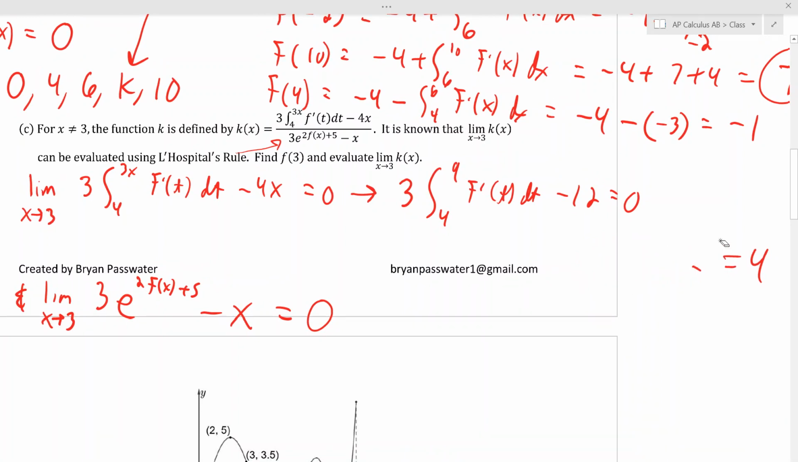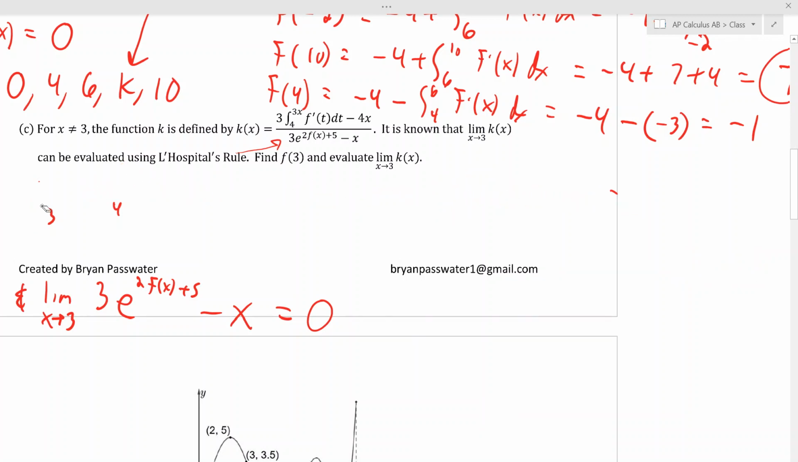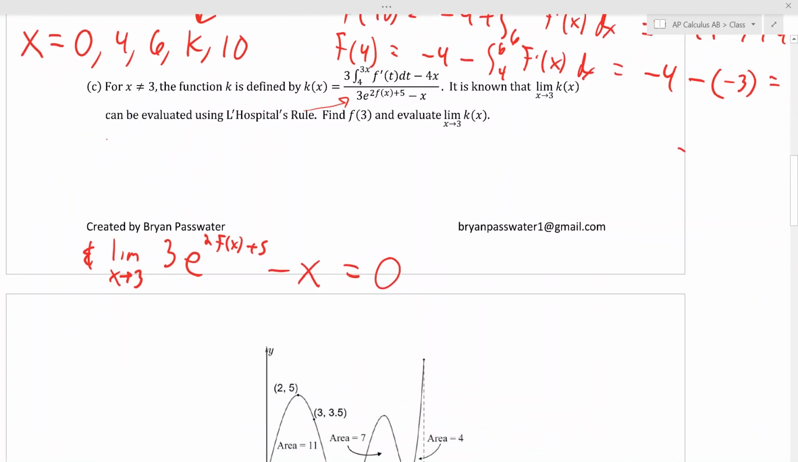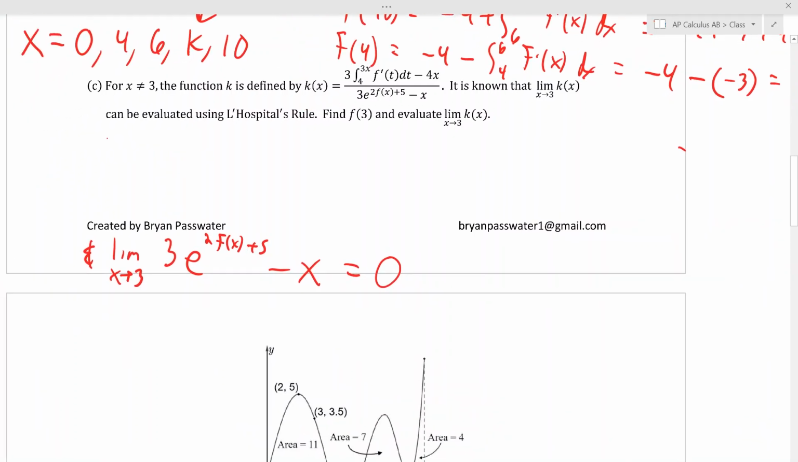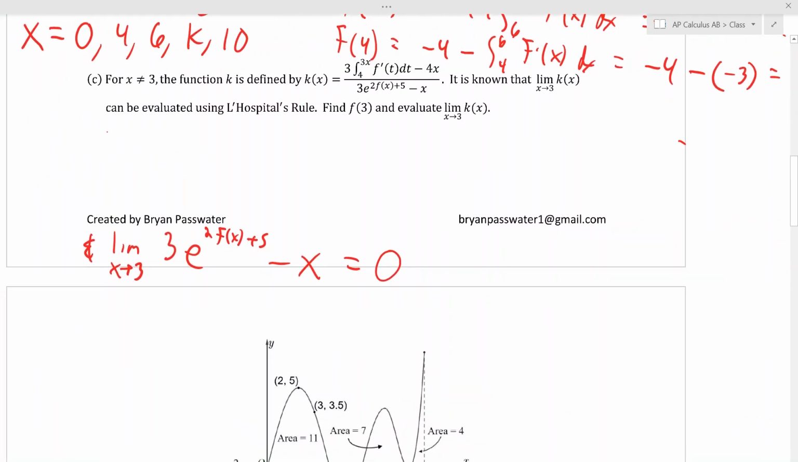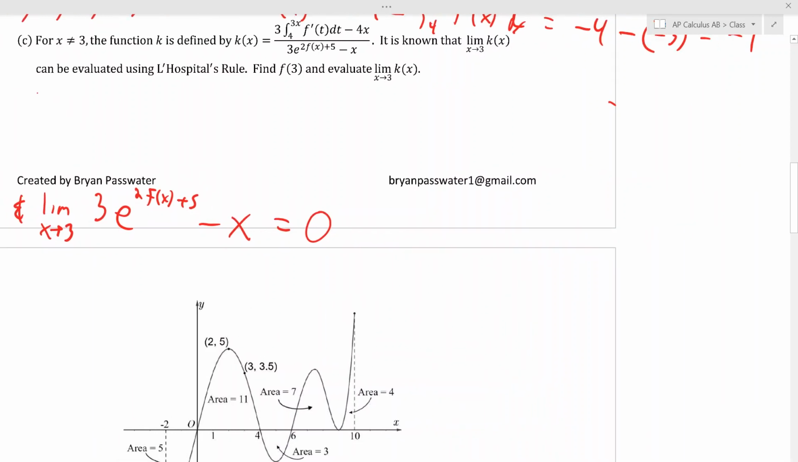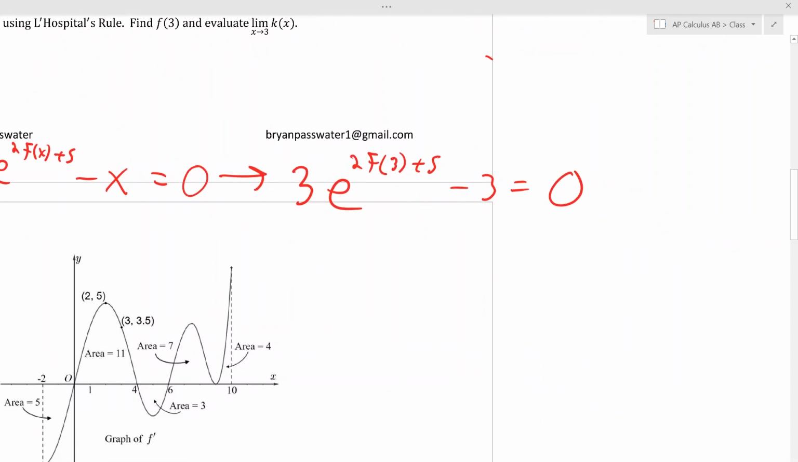Okay, but I hope it makes sense that we don't need that right now. We just know it has to be 0. We do need to solve this bottom one, though, because it says find f of 3. And f of 3 is in the denominator. So when you drop a 3 into that, you get 3e to the 2f of 3 plus 5 minus 3 has to be 0. Which means, luckily, if you solve this out, e to the 2 times f of 3 plus 5 has to equal 1 if you solve that, right?